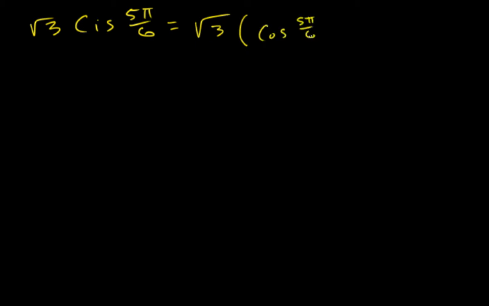Okay. Now it says convert square root of 3 cis 5 pi 6 to Cartesian. So we're going to go the other direction now. Alright. Now, if we look at this, we're going to write what this is in expanded form. So it's going to be cosine of 5 pi 6 plus i sine of 5 pi 6.